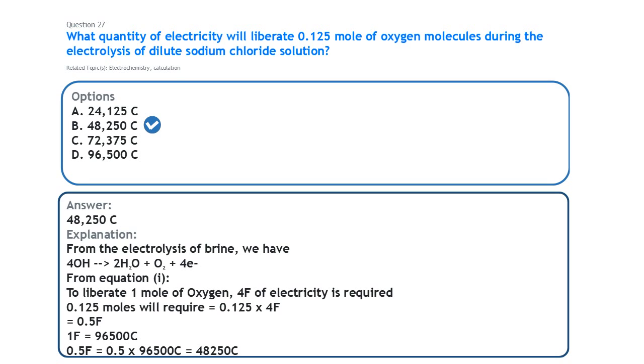So 0.125 moles will require 0.125 times that 4 Faraday. 0.125 mole is 0.125 times 1 mole, and 1 mole requires 4 Faraday. So this will be 0.125 times 4 Faraday, that is 0.5 Faraday. Now 1 Faraday of electricity is 96,500 coulombs. So 0.5 Faraday is 0.5 times 96,500, and that gives 48,250 coulombs.